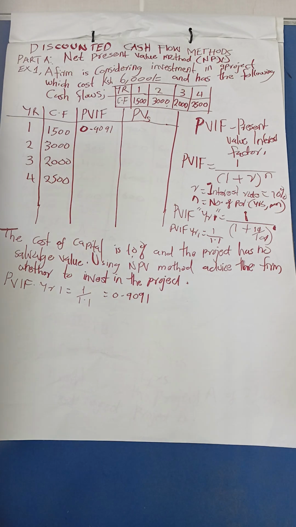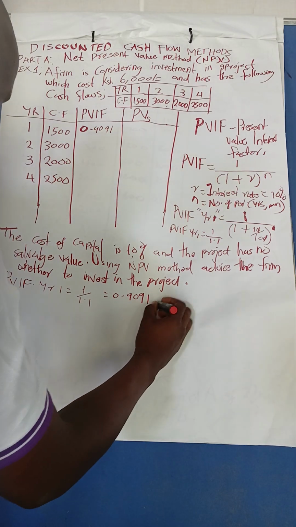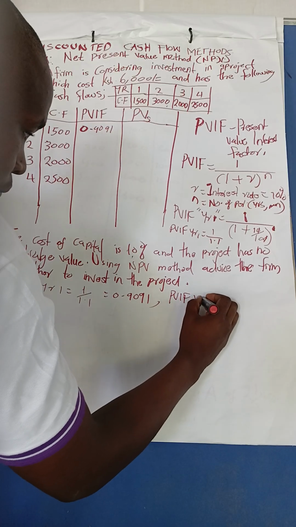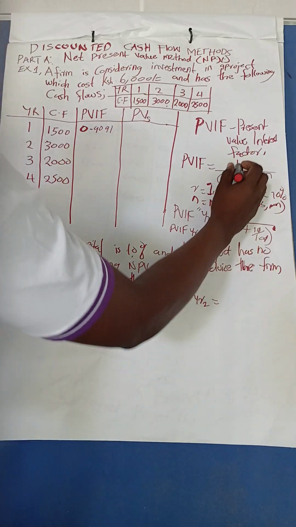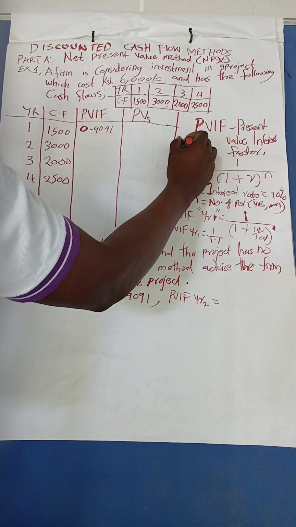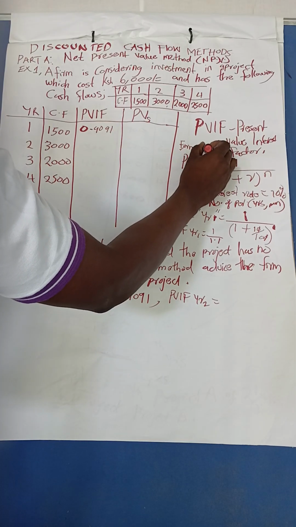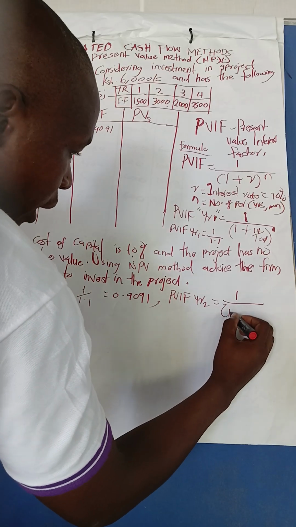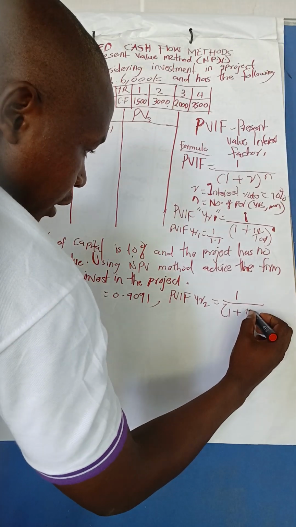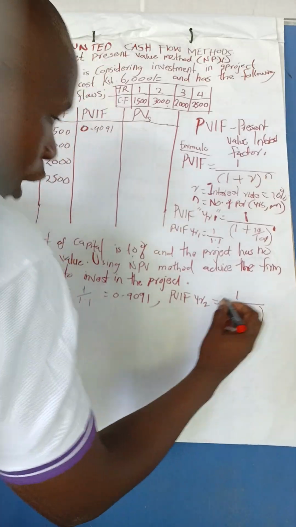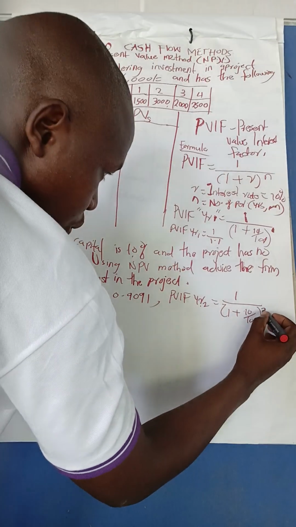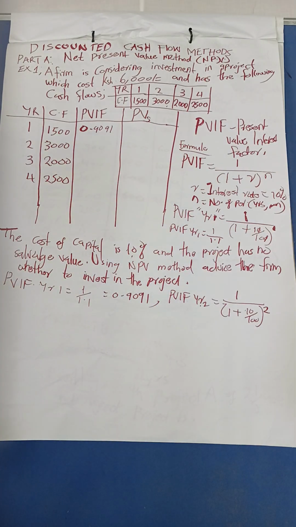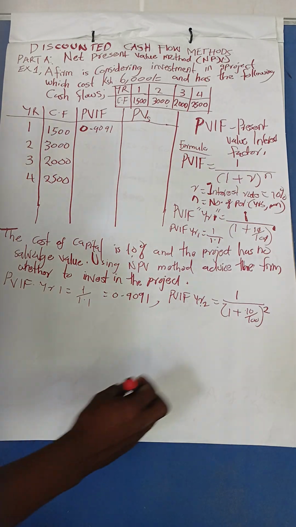So let's do year 2. I will just do the others, then we will fill. So PVIF for year 2. The formula we have already, it is here. So it will be 1 divided by, in brackets, 1 plus the rate we have already, 10 over 100. And now, because this is year 2, I'll put here 2. Because you remember we said n is the number of periods. So year 2.